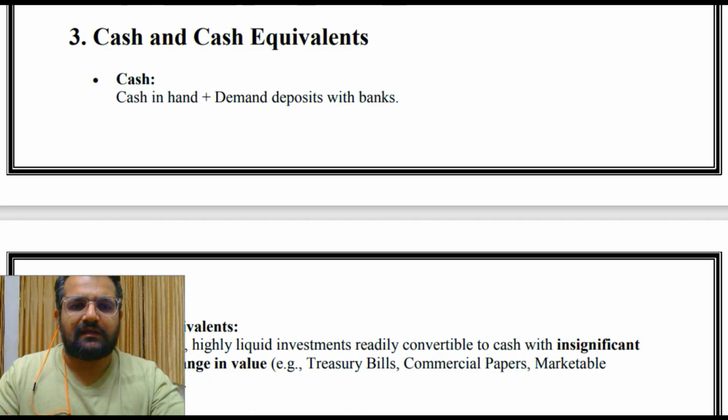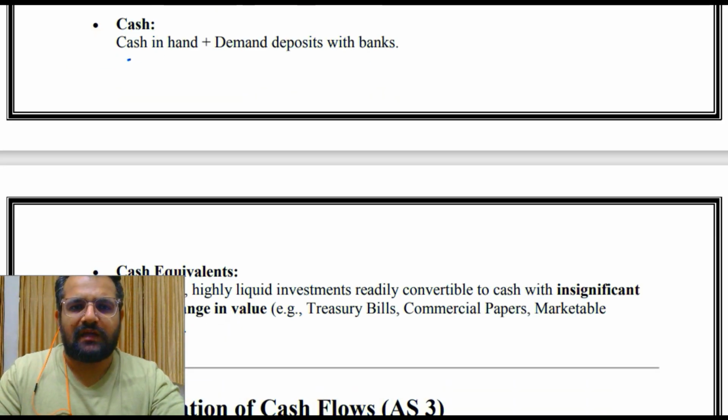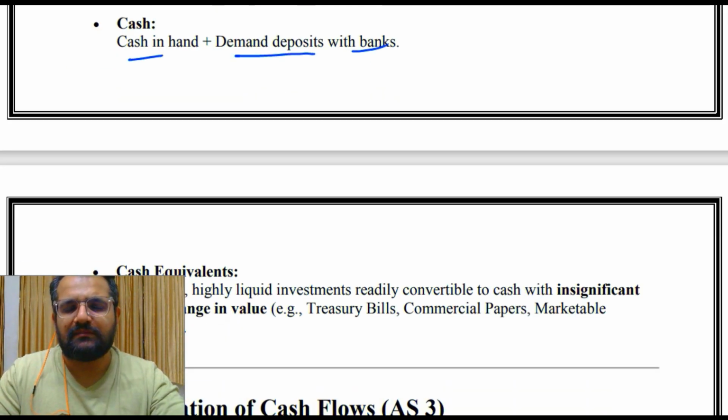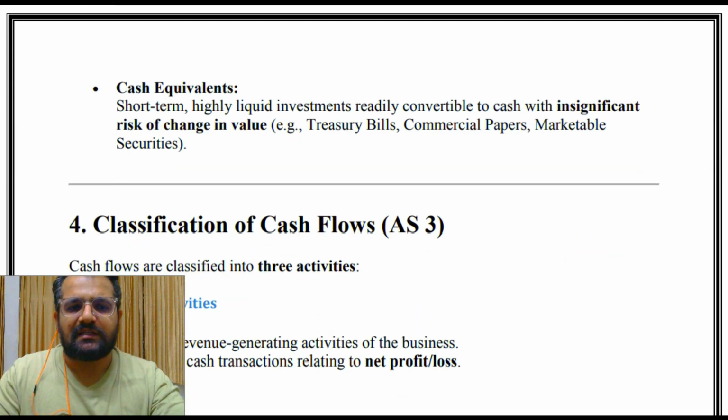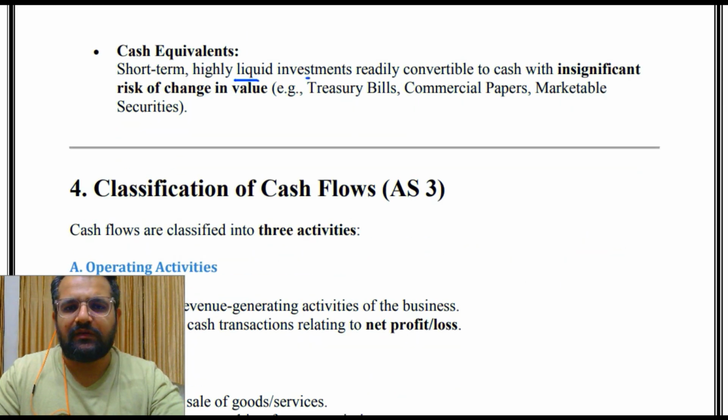Then cash and cash equivalents. So cash is cash in hand plus demand deposits with bank. ठीक है, demand deposit with bank. Cash equivalents: short term highly liquid investments, readily convertible to cash with insignificant risk of change in value. Treasury bills, commercial papers, marketable securities.